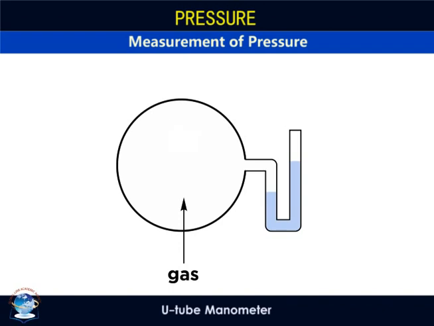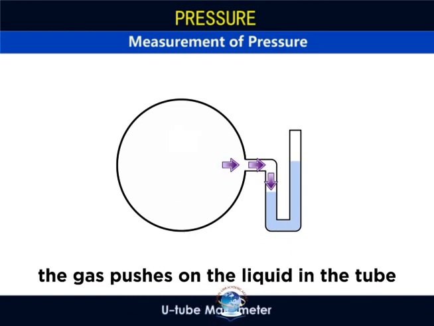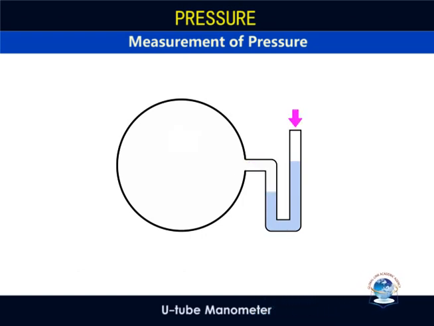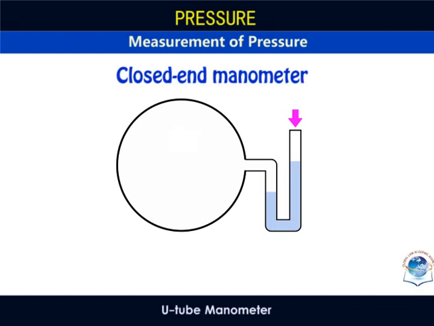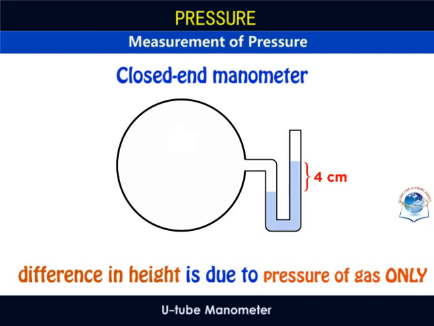This is how a manometer will look when measuring the pressure of a gas trapped in a container. Here, the gas particles will push on the liquid in the tube just the same way the atmospheric gases were pushing. This tube is closed on the other end. It's a closed-end manometer. In this case, the difference in the height of the liquid will be due to the pressure of the gas alone. The empty space is a vacuum, so no atmospheric pressure is exerted on the liquid at this end.